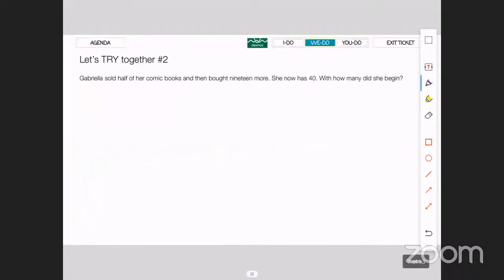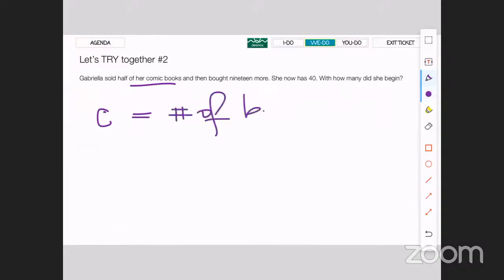Okay, let's take a look at another example. Gabriel is selling half of his comic books. We don't know the number of comic books. So let's say C equals the number of comic books. In that case, if he's selling half of them, that means it's C divided by 2. Then he bought 19 more, so that means you're adding 19. And he now has 40. So that means it's equal to 40.